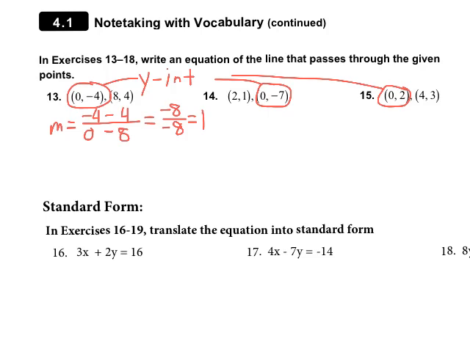-4, good. So my m we figured out is 1. B we know is -4 from that ordered pair. And then we can put it straight in. Y equals 1x minus 4.